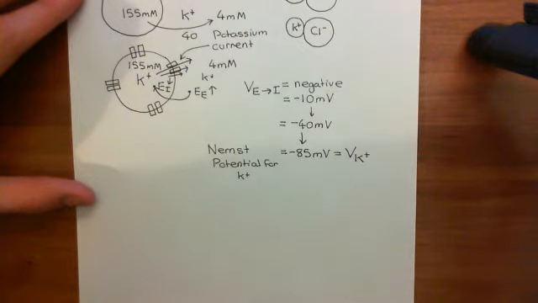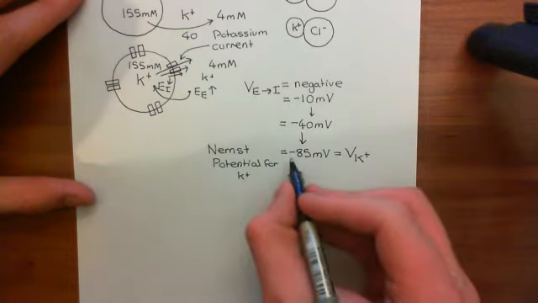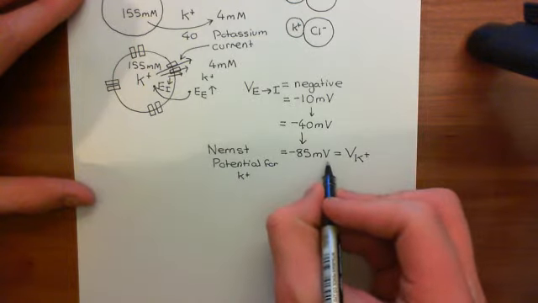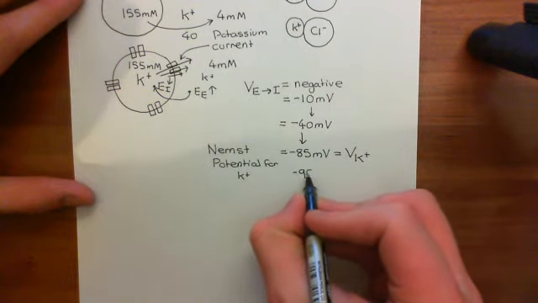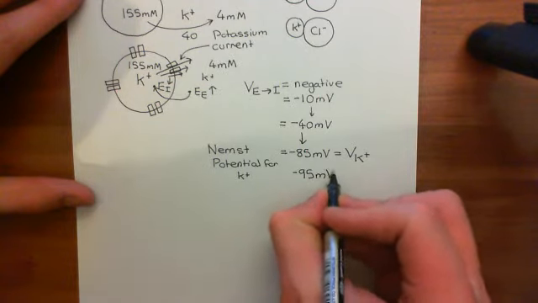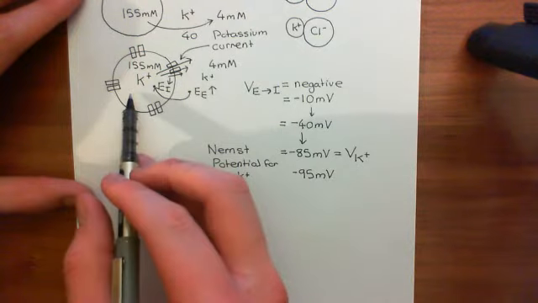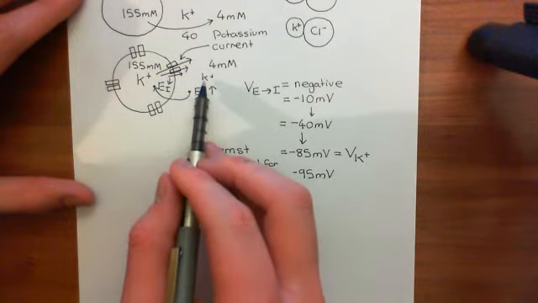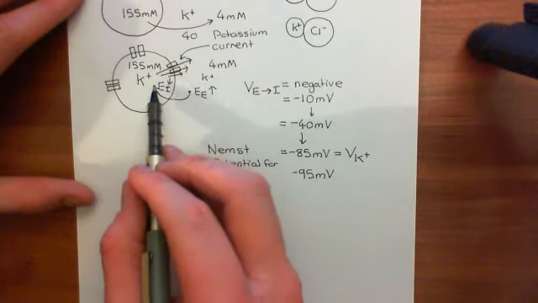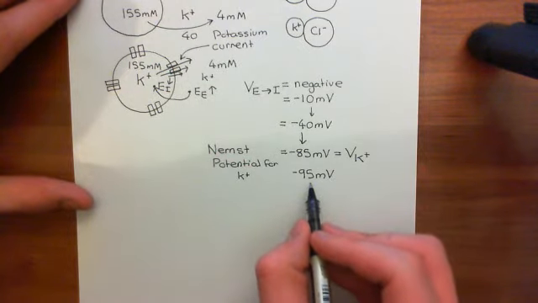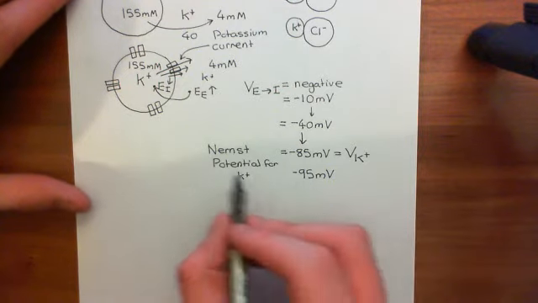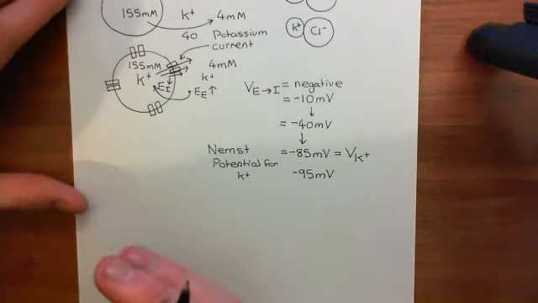Okay, right, so if you then went beyond that, if you went to something like negative 95 millivolts, that would now be strong enough to actually drive potassium moving in the opposite direction. So potassium would actually move into the cell. The electrical gradient would now be stronger than the concentration gradient, and you would move potassium into the cell. So this is what is meant by Nernst potentials of ions.